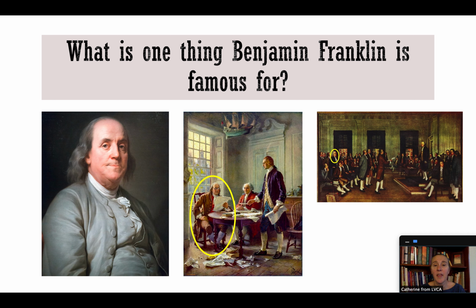What is one thing Benjamin Franklin is famous for? Benjamin Franklin was another of the important leaders during the very beginning of our country. He was one of the people who helped Thomas Jefferson with the Declaration of Independence. He was the oldest person at the Constitutional Convention. The yellow circles on these pictures show Benjamin Franklin at those 2 very important events.